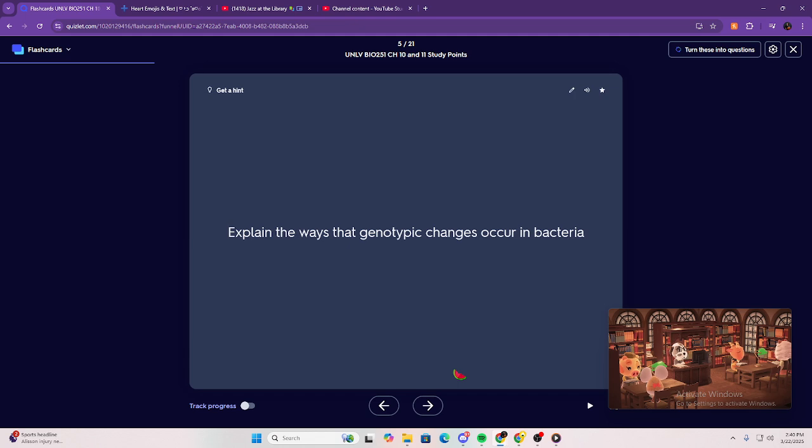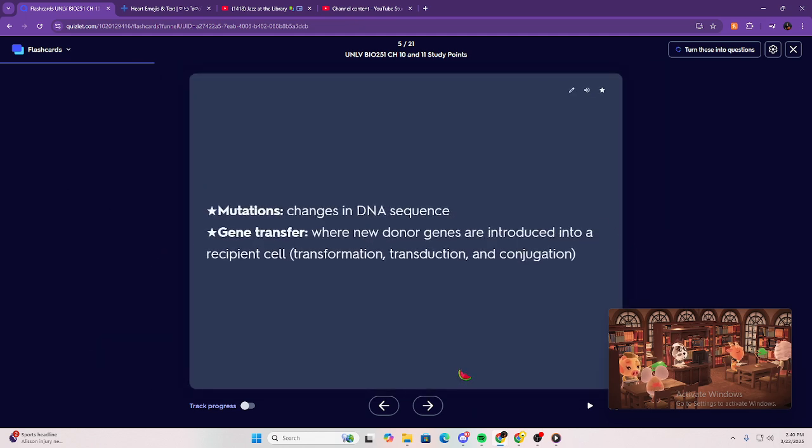Explain the ways that genotypic changes occur in bacteria. It happens in two ways: either mutations or gene transfer. Mutation happens in a cell alone, due to DNA sequences being changed or copied incorrectly. Gene transfer is where a cell takes new genetic information from donors and gets new traits from that. So it's from cell to cell, not just on its own.